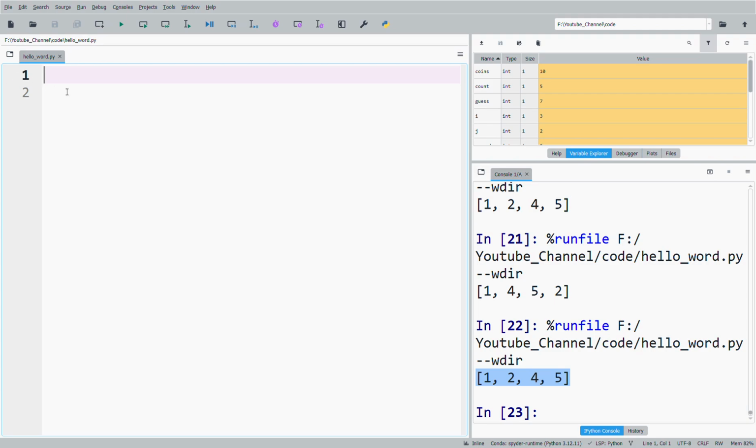Hi everyone. Today we are going to learn recursion.